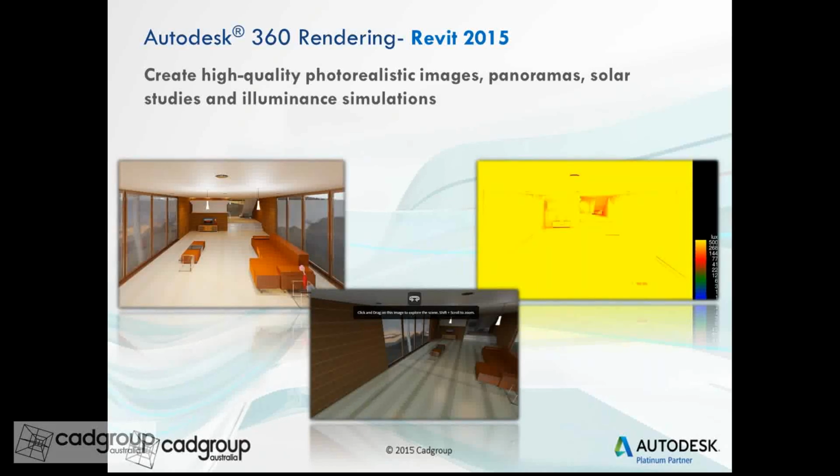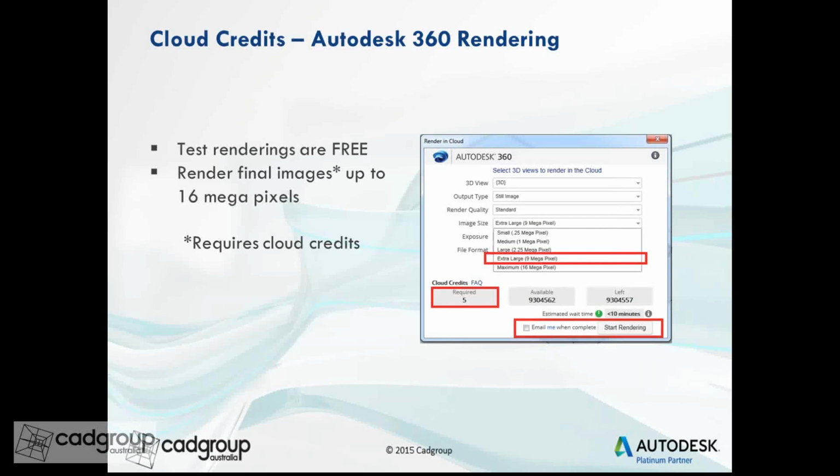But we have to think about the cloud credit as well, which I'm going to reveal in a couple of minutes. This will be the screen you'll get when you use this feature called render in cloud. Generally the test renderings are free, and you can render at different resolutions. Currently you can render up to 16 megapixels, and it shows you how much cloud credit you require to render that particular size.